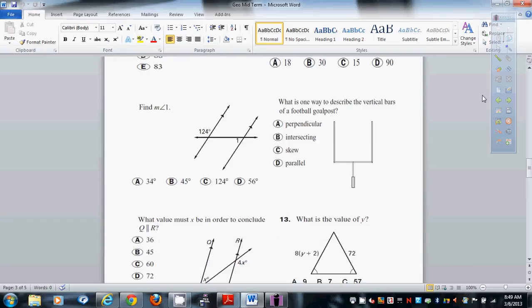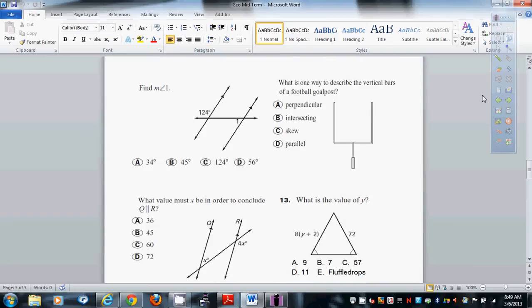Elijah, what are perpendicular lines? You want to phone a friend? You're going to phone Elon. Elon, what are perpendicular lines? No. Perpendicular. You want to phone a friend? All right. Ariana, what are perpendicular lines? Perpendicular.